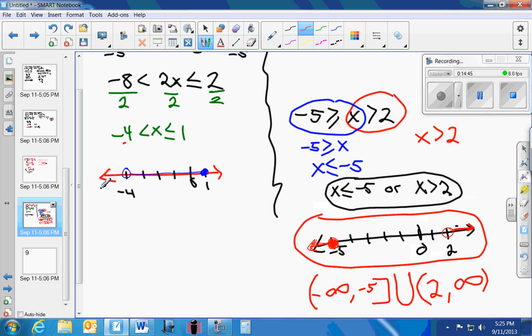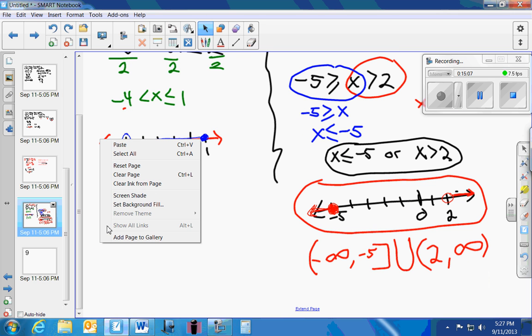When I come back over to this problem on the left to write it in interval notation, it is really easy. So negative 4 is not included, so it gets a parentheses. So I have negative 4 with a parentheses. And that goes to 1 with a square bracket because it is included because of the equal sign.